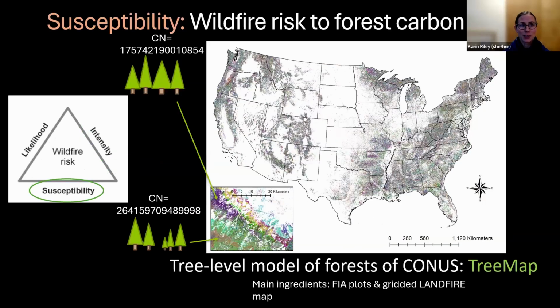So now let's move on to the third leg of our triangle, or susceptibility. So actually looking at how that wildfire risk translates to forest carbon. And here's where TreeMap comes in. That's what gives us our estimates of carbon. So again, if you're a newcomer to this session, the TreeMap dataset is basically a tree-level model of the forests of the continental US. So we've taken FIA plot visits and we've assigned those to each forested pixel in the continental US.